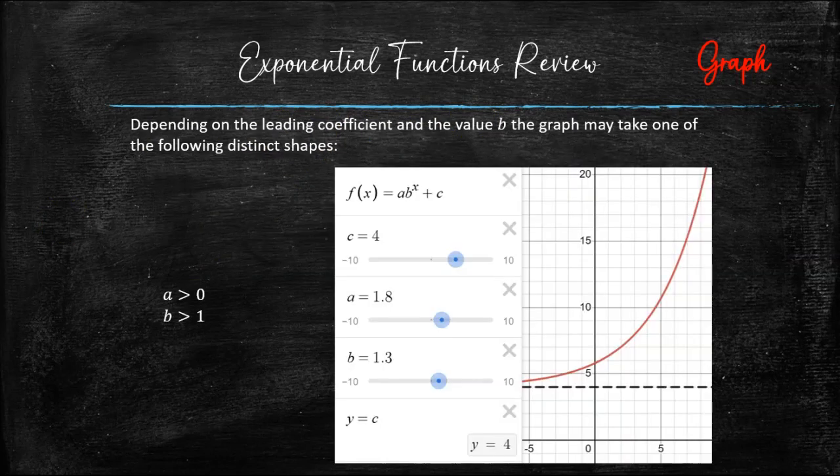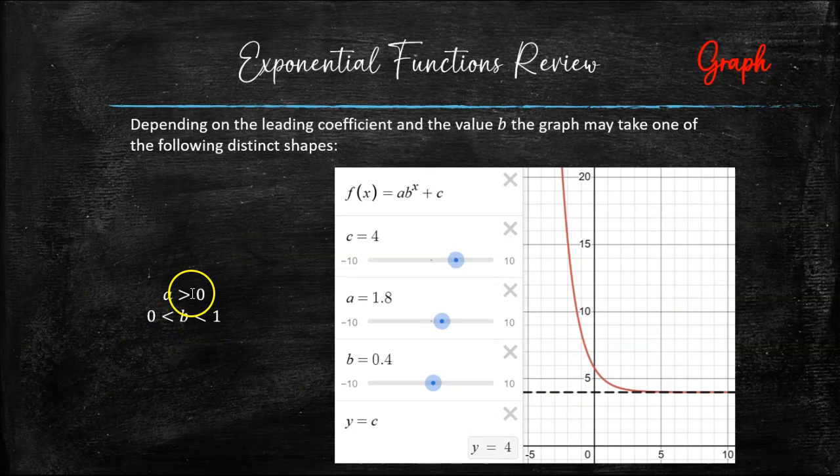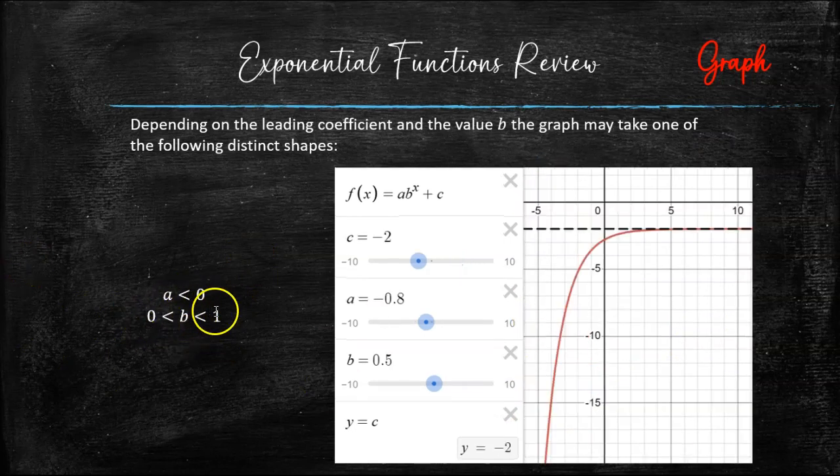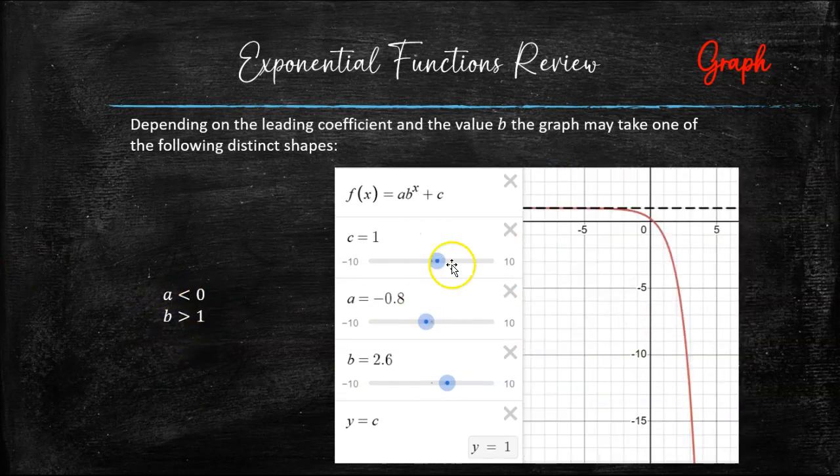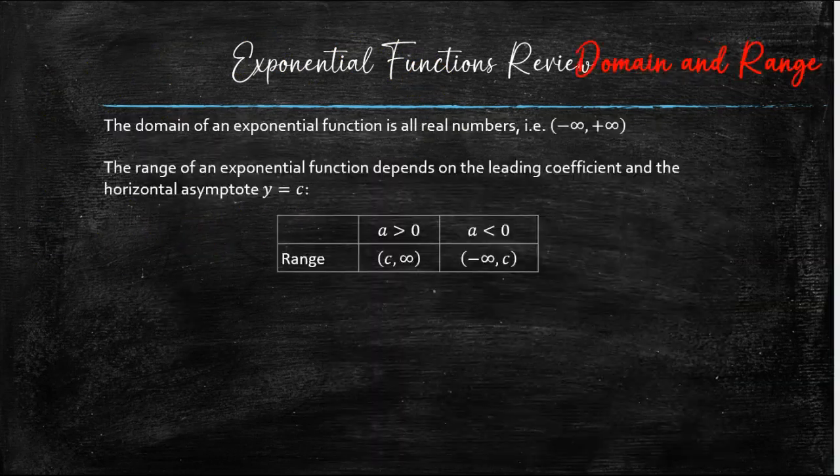Now, here you can see the outcomes of graphing exponential functions depending on the combination of values a and b. So if b is greater than 1 and a is positive, this is what you get. If a is greater than 0 but b is between 0 and 1, this is what you get. If a is less than 0 but b is between 0 and 1, this is what you get. And if a is less than 0 and b is greater than 1, this is what you get. Now that you have the graph in front of you, you should be able to answer questions about the domain and the range.